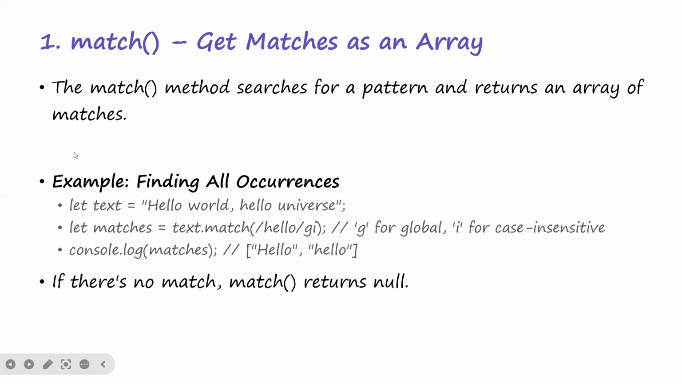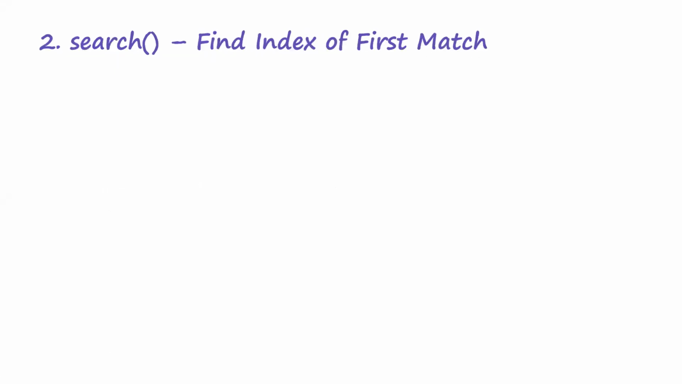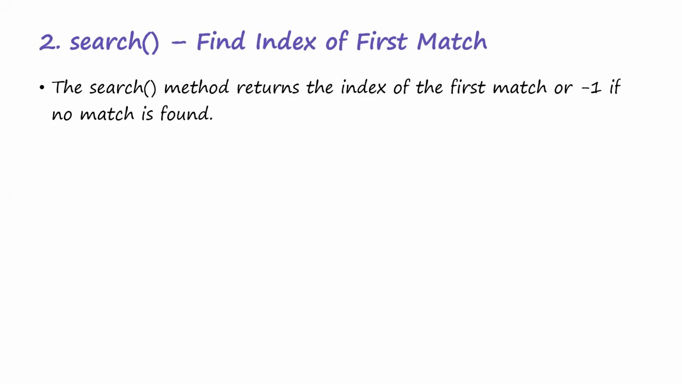All right, the next one is search. The search would find the index of the first match. What search does is only return the index, that's the position of the particular string you're looking for. So the method returns the index of the first match or -1 if no match is found. If you're interested in getting the position where that particular string is, you use the search method. If you got a match, it will return the index. But if there is no match, it will return -1.